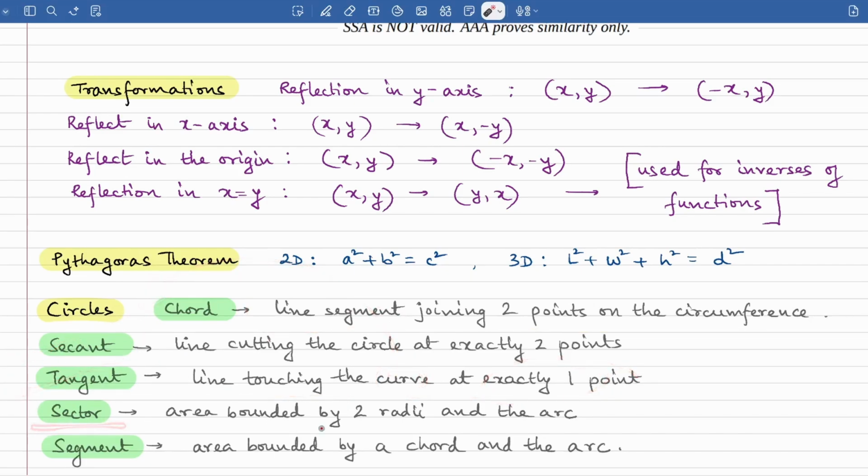Sector is an area bounded by 2 radii and the arc. Segment is the area bounded by a chord and the arc. In M2, we will learn the sine rule, which will help us in simplifying this formula.